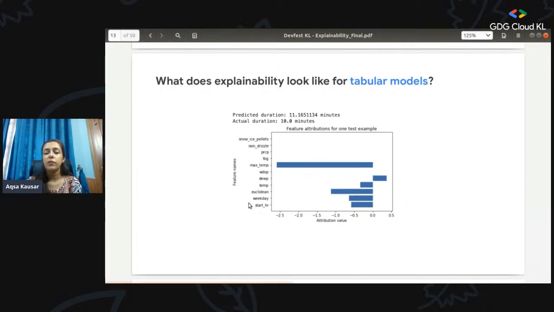So for each of these different features, it gives you an importance chart, an attribution value for each of the features. So here, for example, you can see that maximum temperature has a high attribution value, but it's also negative. So you can infer that it is an important feature in deciding the duration of the bike ride. At the same time, it's also a feature that affects the duration negatively. So as the maximum temperature increases, the duration of the bike ride tends to reduce, right? So explainability makes these judgments for you, and you can analyze these and improve your models or understand your models better, right?